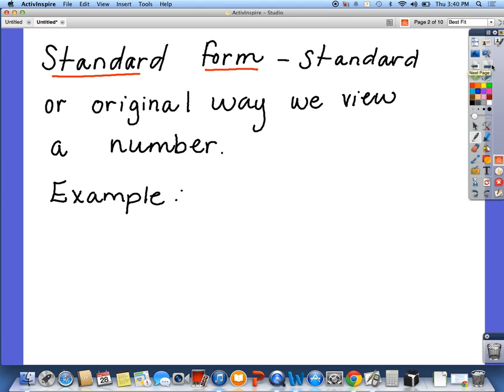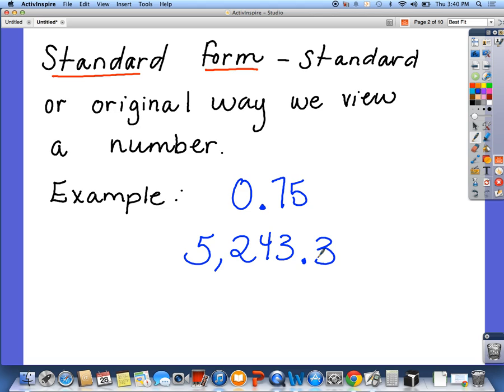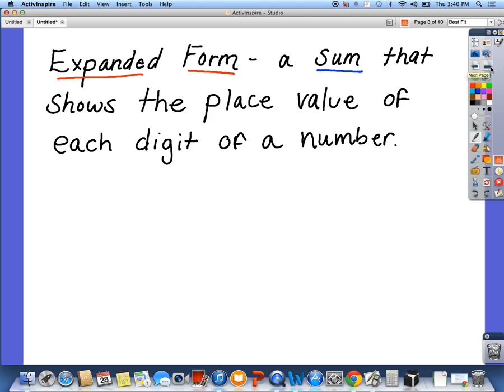Let's keep continuing our knowledge here and review standard form. Standard form is really just the original way, or the standard way, that we view a number. So standard form of 7500ths would be written 7500ths. If I was writing the number 5,243 and 3/10, it's just the original way that you're used to viewing that number. It's standard.